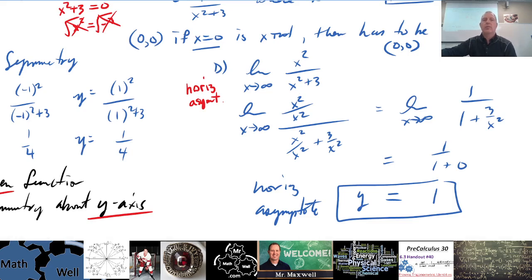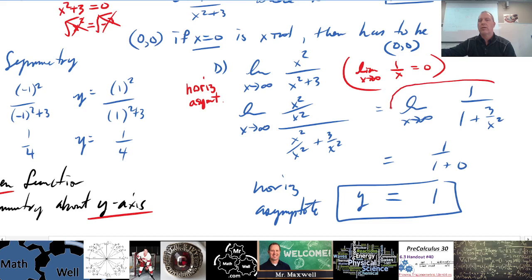But the way that you actually can solve this is by using this limit property, right? The limit as x approaches infinity of 1 over x equals 0. Remember that one? So that's the one you want to use. If we divide everything by the largest exponent of x, so every term divided by x squared, this simplifies into this over here.